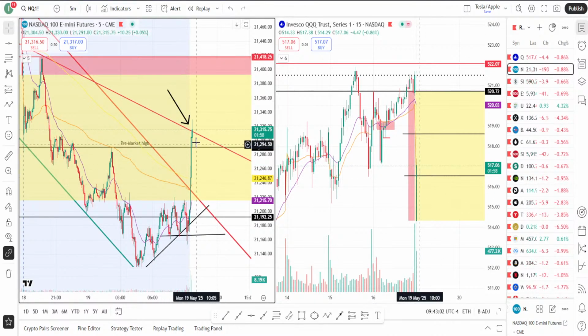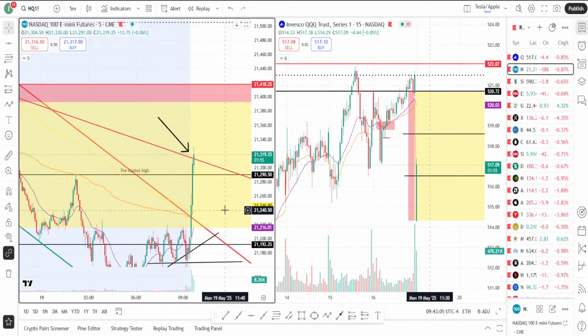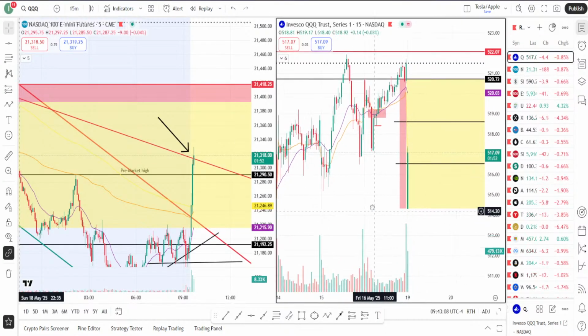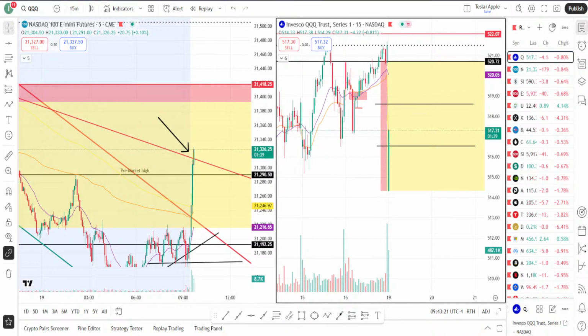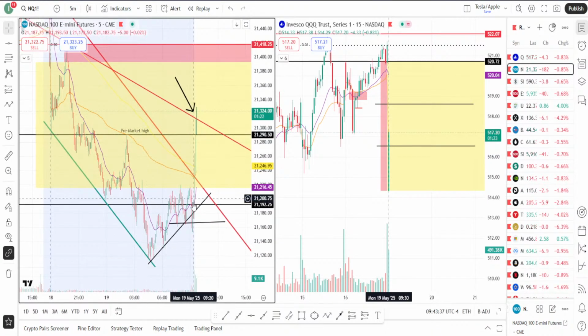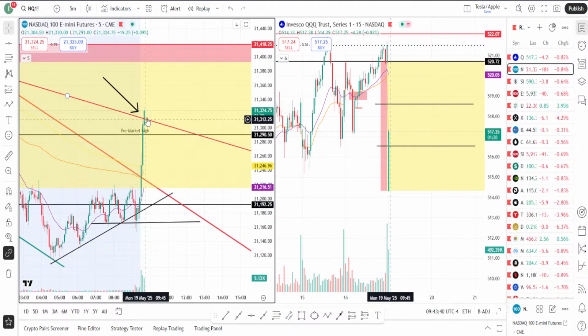Right. Buyers are still there, hanging on. Buyers are still hanging on. Very strong buyers at open. Ridiculously strong. Very strong move up. We've gone up, hardly pulling back at all.